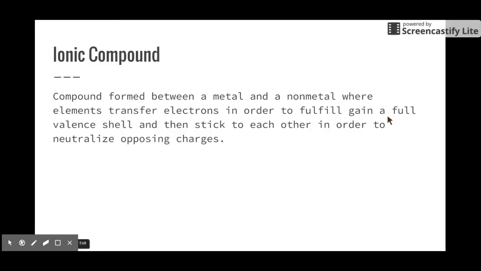Let's talk individually about what ionic bonds look like and how you write the formulas for ionic bonds. So first of all, what is an ionic compound? An ionic compound is a compound that is formed between a metal, usually a positively charged metal, and a nonmetal, which becomes negatively charged. What happens when they come together is they transfer electrons in order to fulfill or gain a full valence shell. So that's that octet rule. And then they stick to each other in order to neutralize the opposing charges. That's the rule of zero charge.